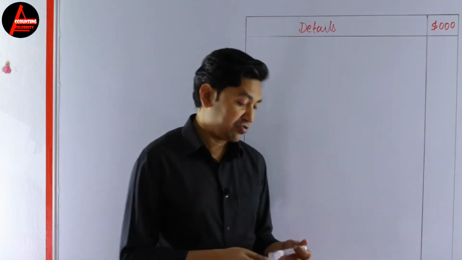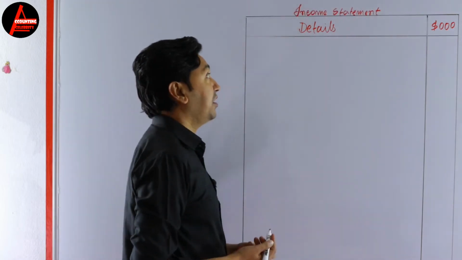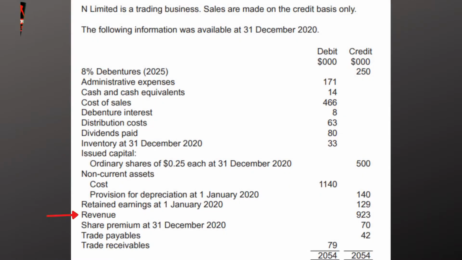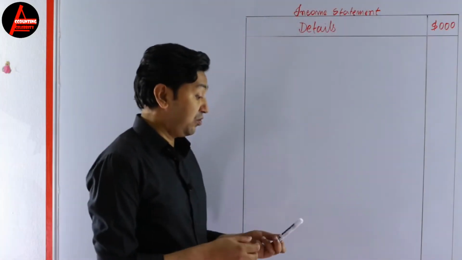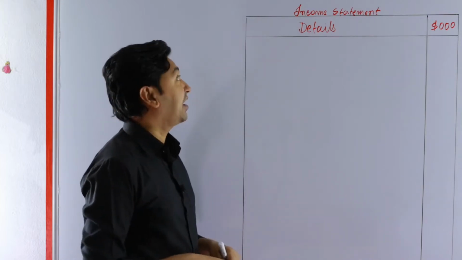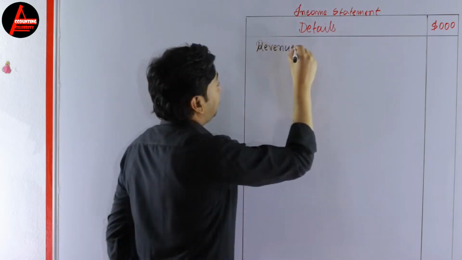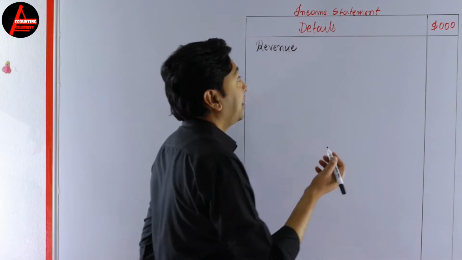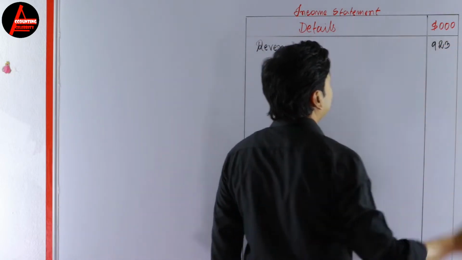Let us write here first of all income statement. In the question we have sales revenue. What is the amount here? $923,000. Sales revenue will come first, to calculate the gross profit in the income statement. So let us write here revenue, $923,000. Okay, very good.